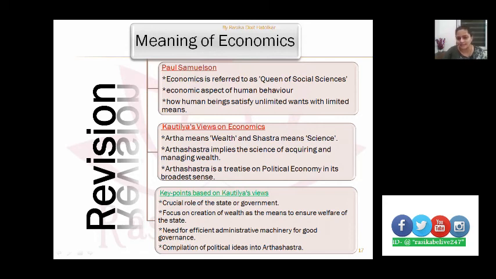The Arthashastra is a treatise on political economy in its broadest sense. Let's see the key points of Kautilya's view once again. Crucial role of the state or government. Focus on creation of wealth as means to ensure welfare of the state. Need for efficient administrative machinery for good governance. Completion of political ideas into Arthashastra.